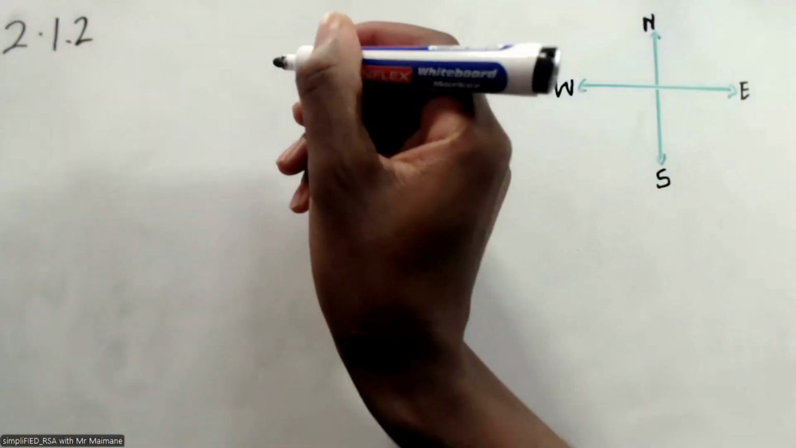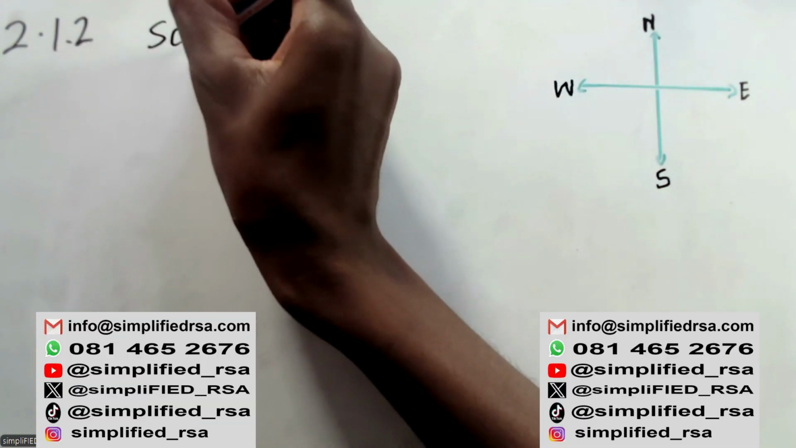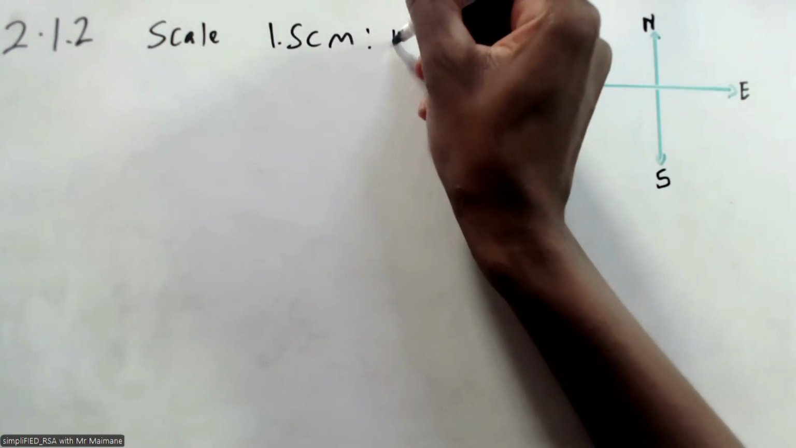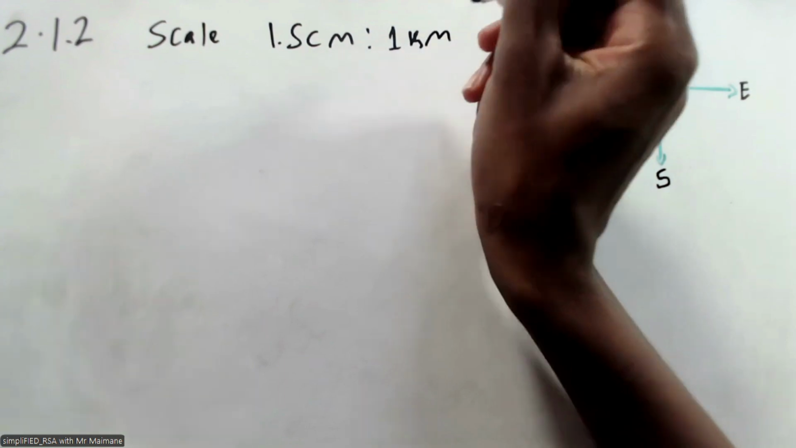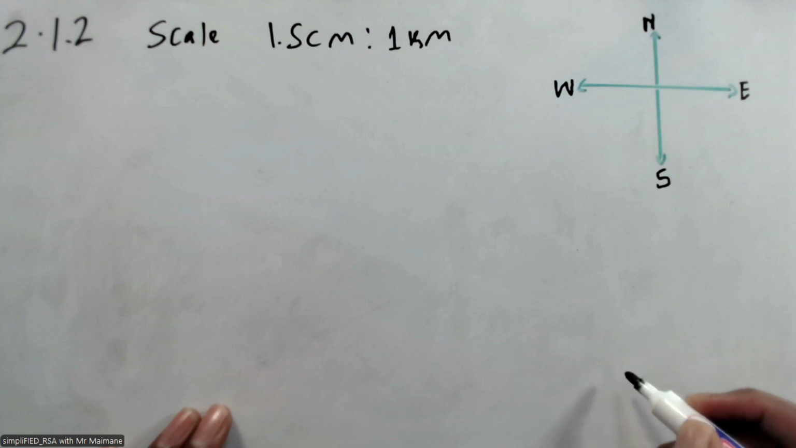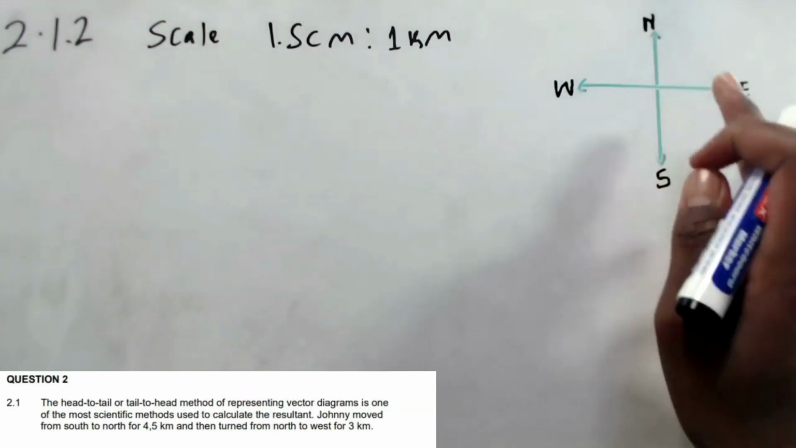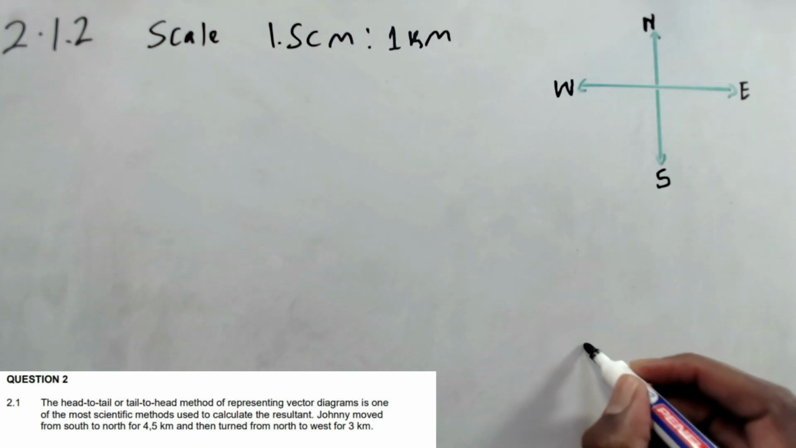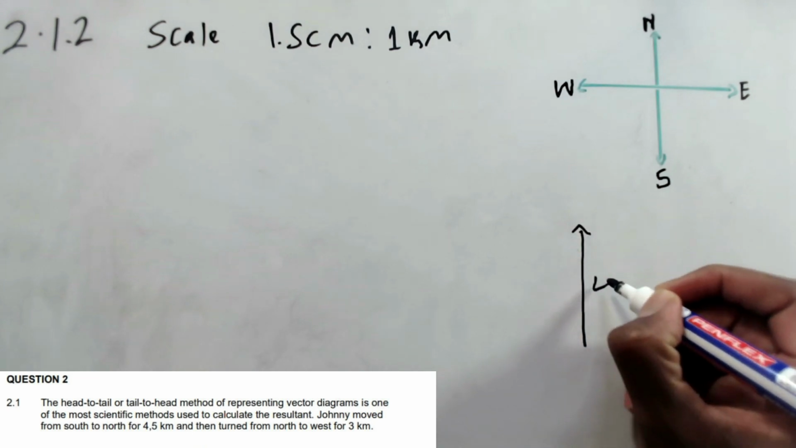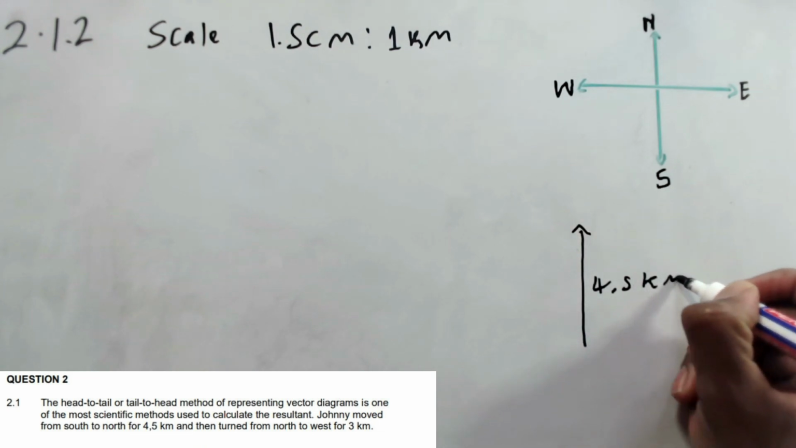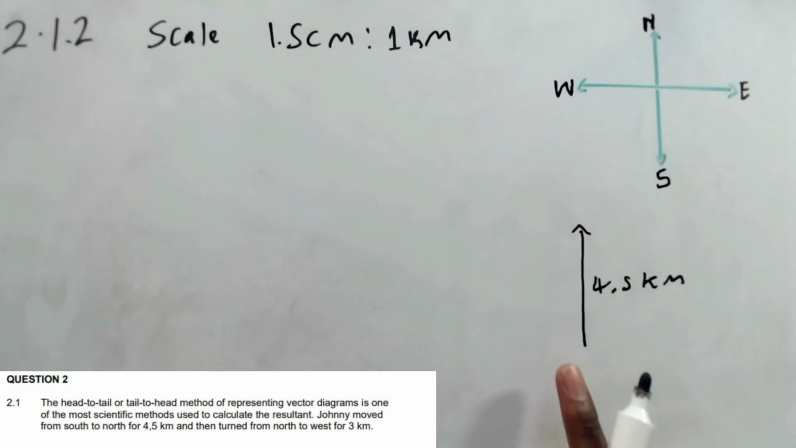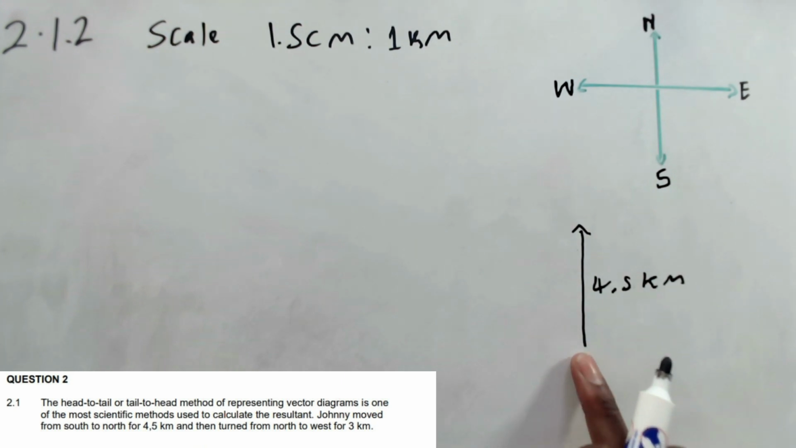2.1.2, we are given that our scale is such that 1.5 centimeters must represent 1 kilometer when we draw our vector diagram according to the story of Johnny. And here's the story. Considering north, east, south, west, Johnny moved from south, he moved 4.5 kilometers north. And when it gets to north, because we are using head to tail, this is a vector representing the displacement.